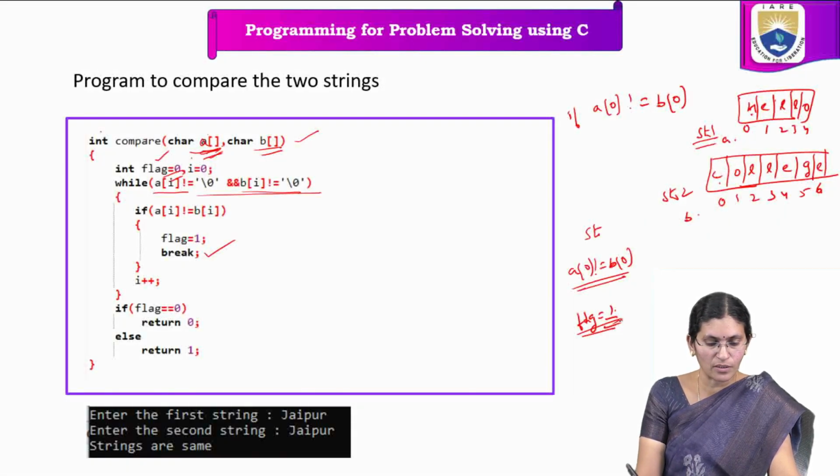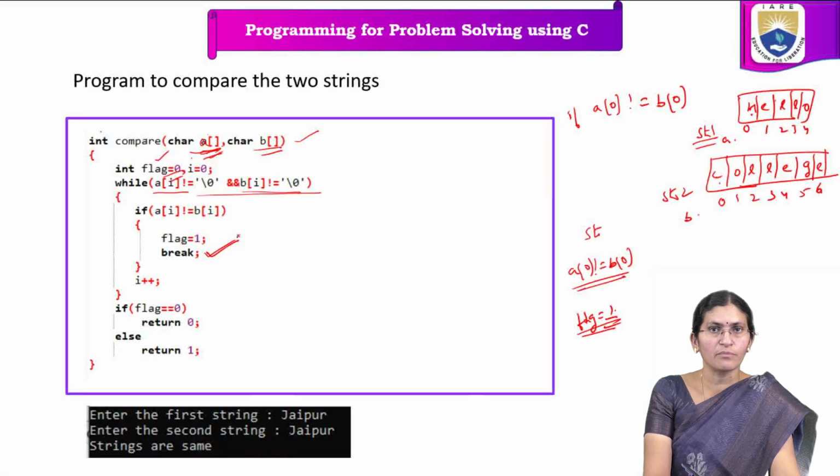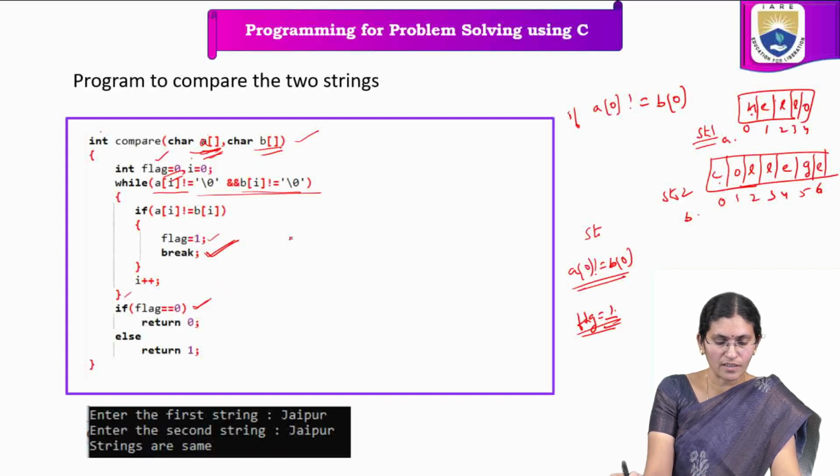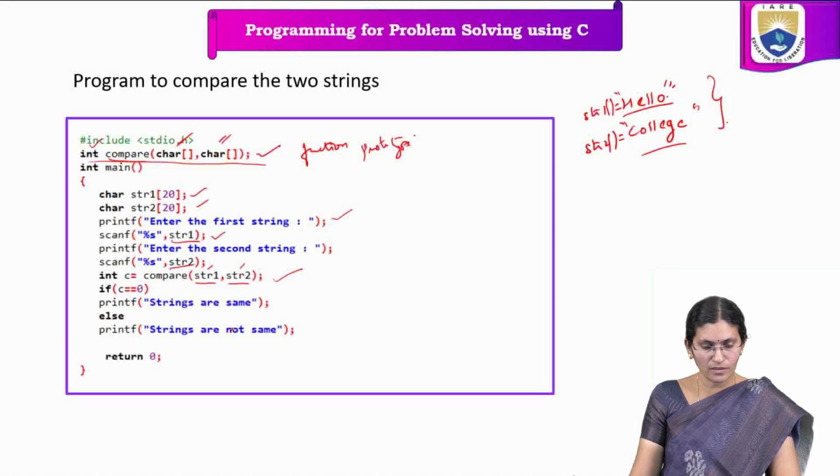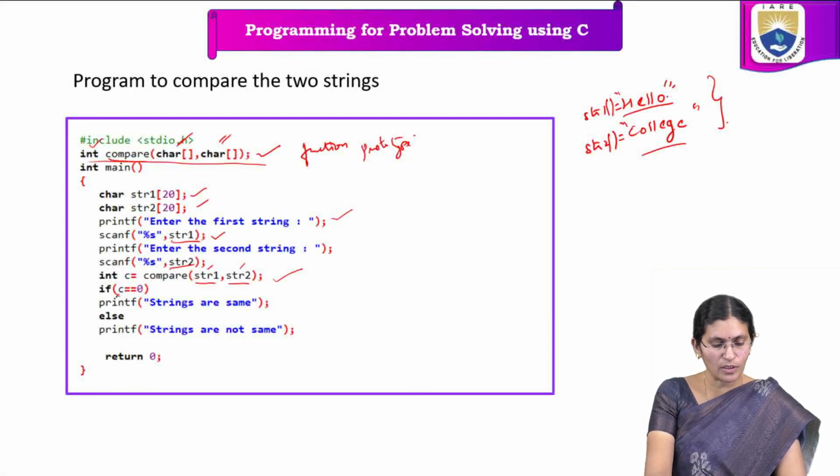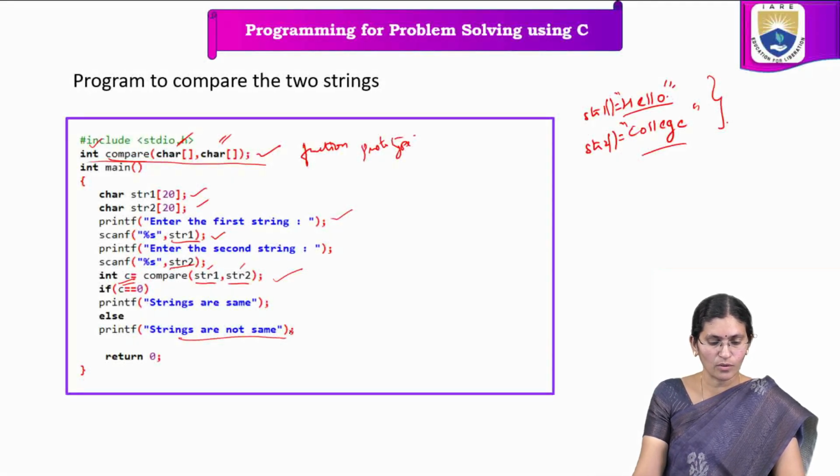So therefore flag value is equal to 1. So this statement is executed. So break means it will come out of the loop. So loop is ending here. Then it will check this condition. If flag is equal to 0; in this case flag is equal to 1. So therefore it will return 1. So if C is equal to 1, that return value is stored in the variable C. If C is equal to 1, then the strings are not same.